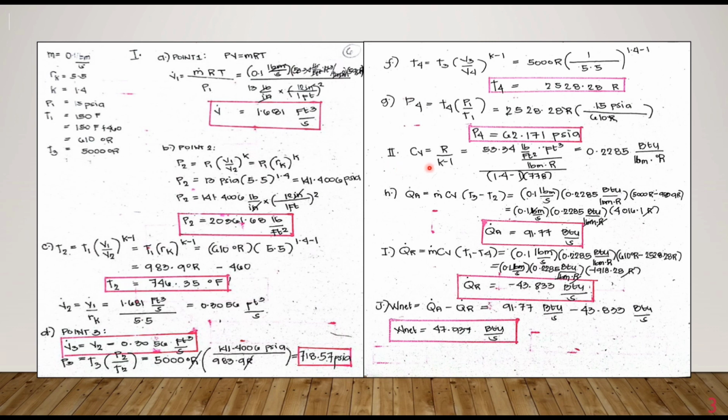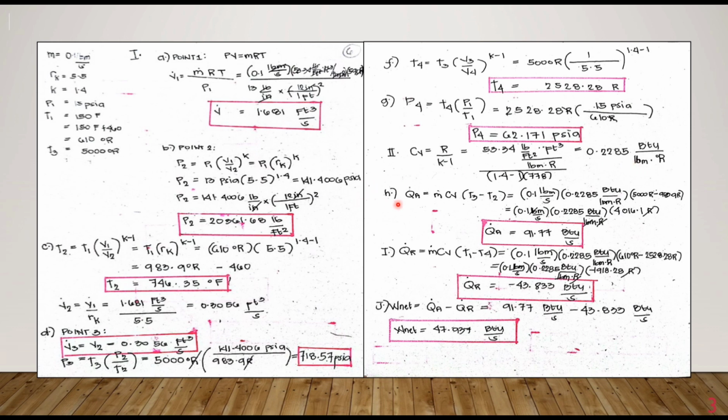So for our number 2, we have Cv is equal to R over k minus 1. And then after that, we are going to substitute the given values. So we have 53.34 pounds-feet per lbm-Rankine over 1.4 minus 1 times 778. So for our Cv, we have 0.2285 BTU per lbm-degree Rankine.